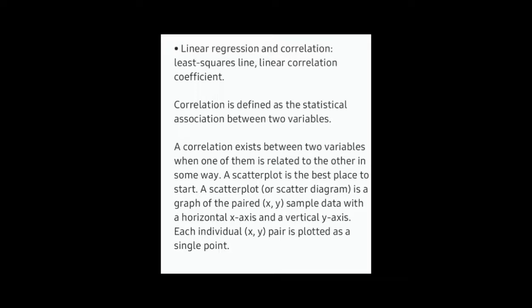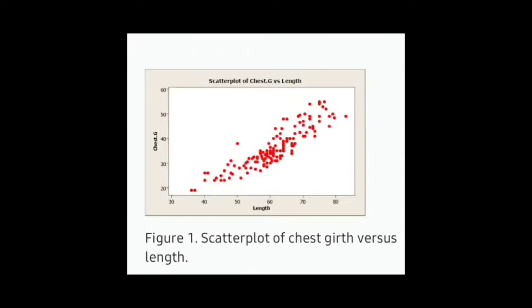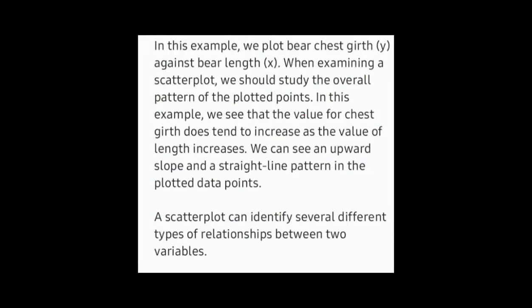Least squares line, linear correlation coefficient. Correlation is defined as the statistical association between two variables. It exists between two variables when one of them is related to the other in some way. This is an example of correlation between two variables. In this example, we use a scatter plot. A scatter plot is the best way to show the correlation between two variables.